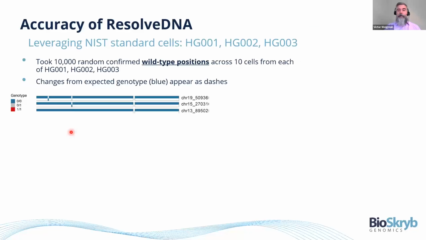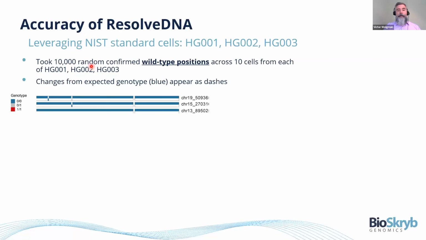So, the accuracy of this solution we're going to be talking about today. We've sequenced lots of different controls. We're very fond of those provided by NIST. I have 3 of them here as an example, HG001, 2, and 3. HG001 is known to a lot of people as NA12878. And so we're going to showcase how well that amplification occurs while preserving the base level.